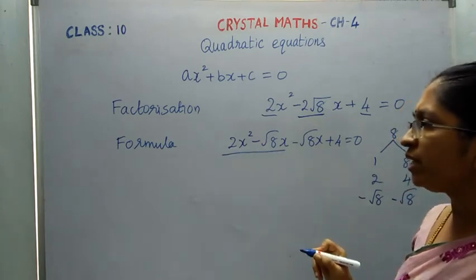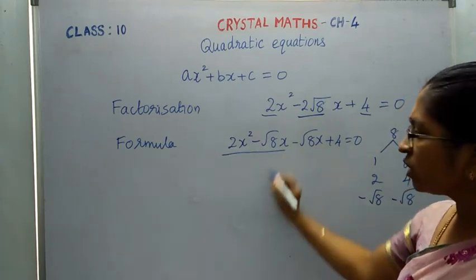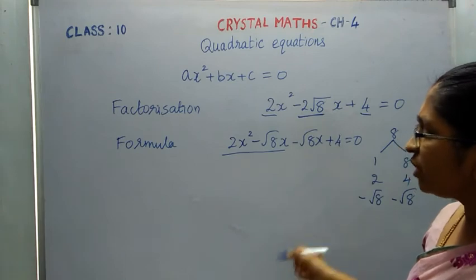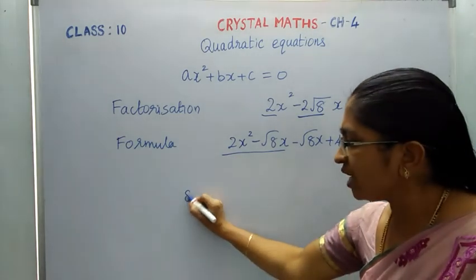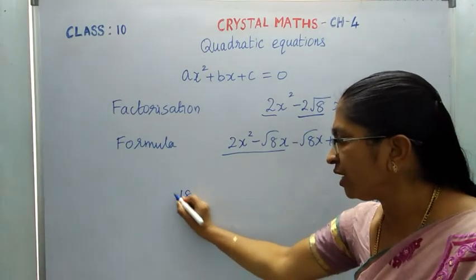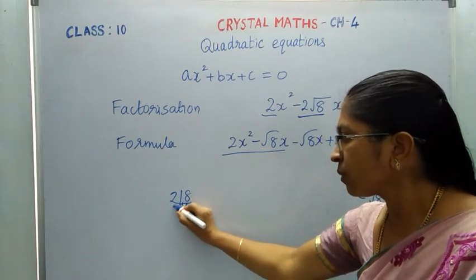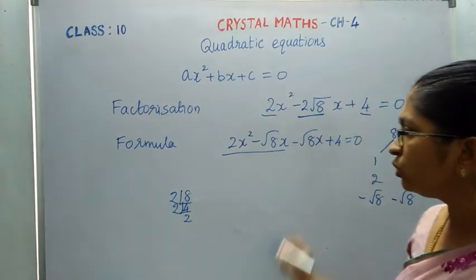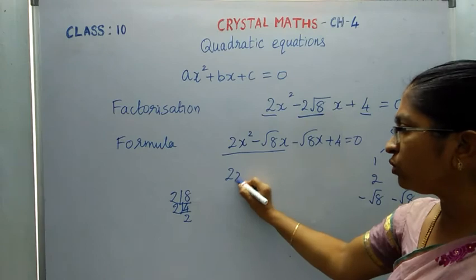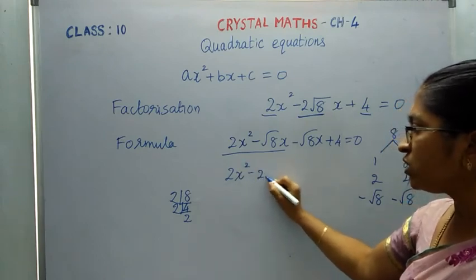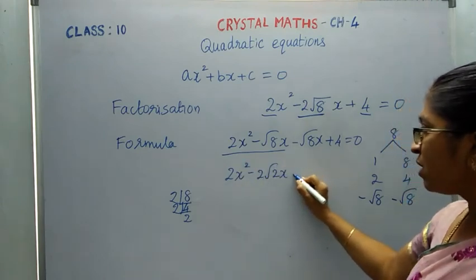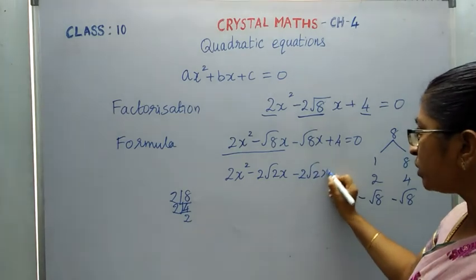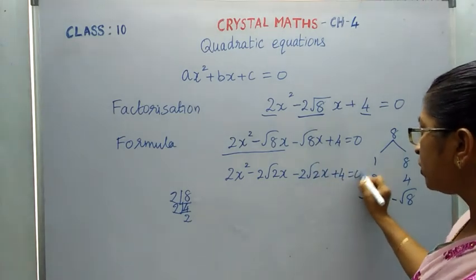Taking the common term out in this. Root 8 is given. Root 8 is what? 8 if I factorize, I will get 2, so 2 root 2 I can write that one. So, 2x square minus 2 root 2x minus 2 root 2x plus 4 equal to 0.